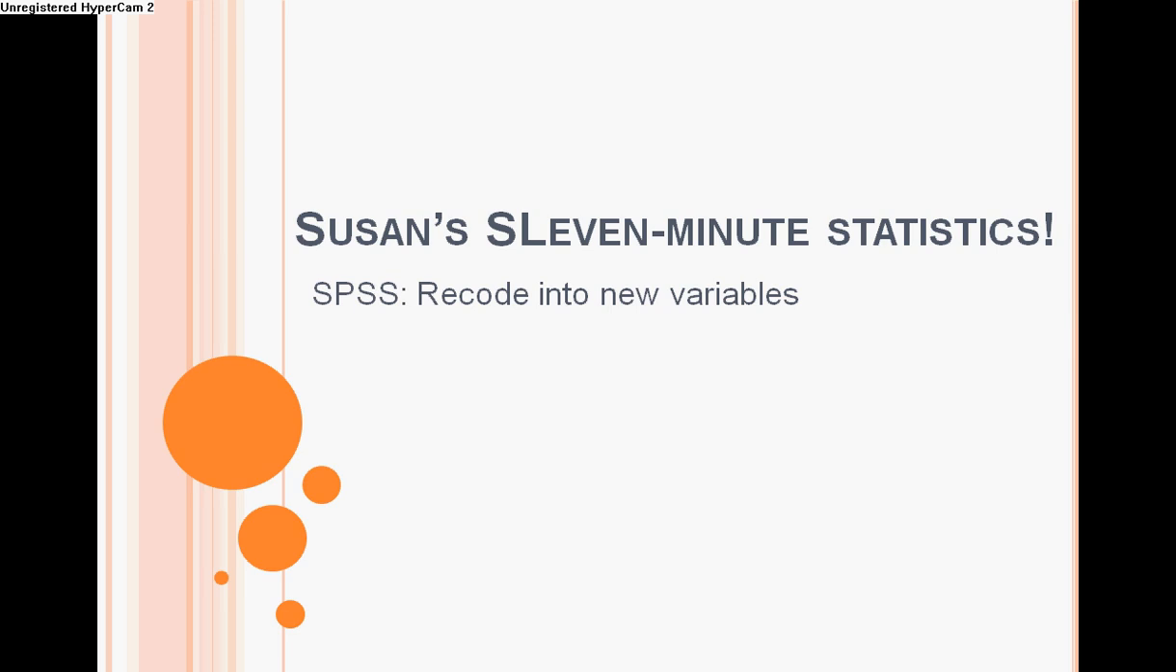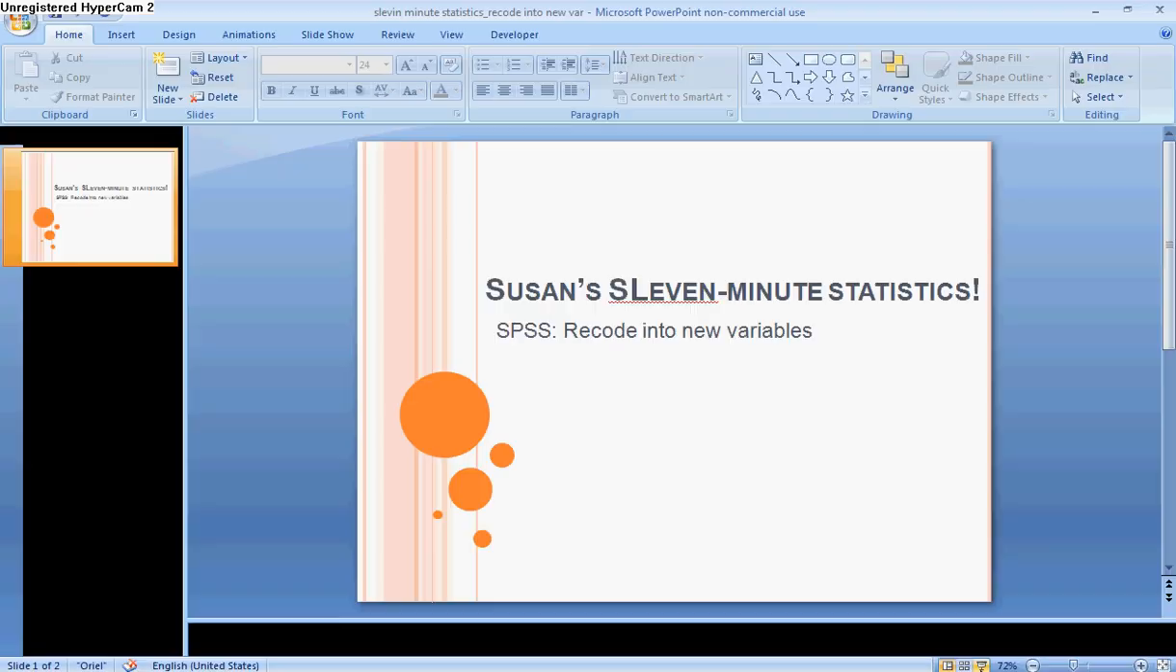I'll be talking to you today about some basic data management skills, and specifically I'll show you how to recode variables into new variables in SPSS. Now this is going to be using SPSS 15 today, but pretty much this will go for any of the later SPSS versions through PASW, so you don't have to worry about that.